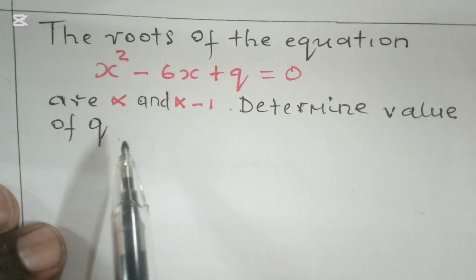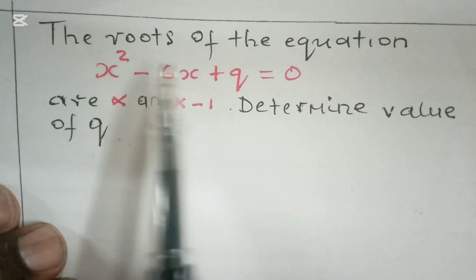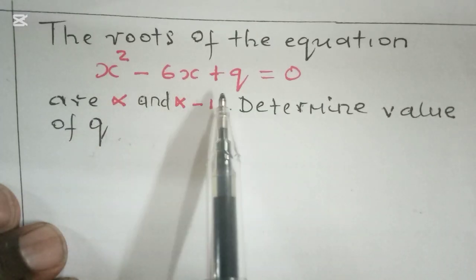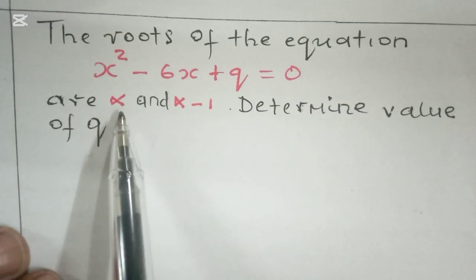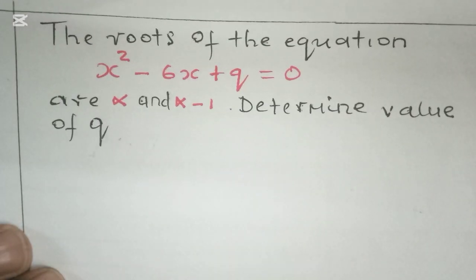So guys, let's do this question. I read the question first. The roots of the equation x squared minus 6x plus q is equals to 0 are alpha and alpha minus 1. Determine the value of q.